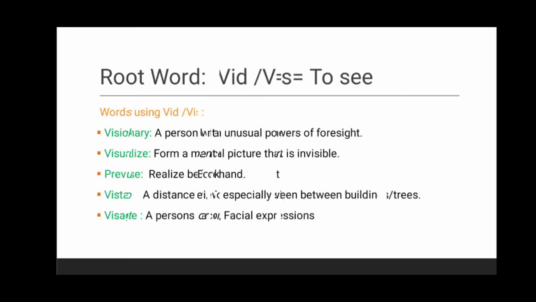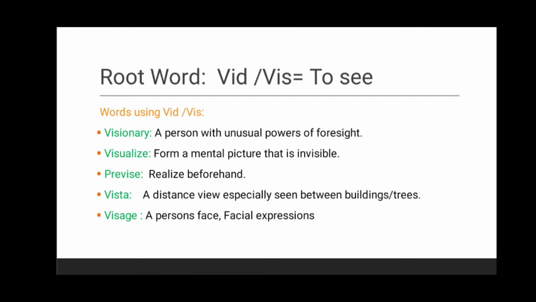And coming to the next root word, vid or viz, which means to see. And here are the words using vid or viz. The first word is visionary, which means a person with unusual powers of foresight. And the example sentence is, the ideas of a visionary may seem practical to us.